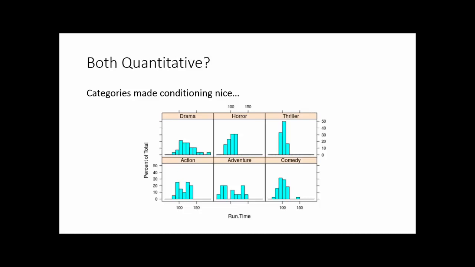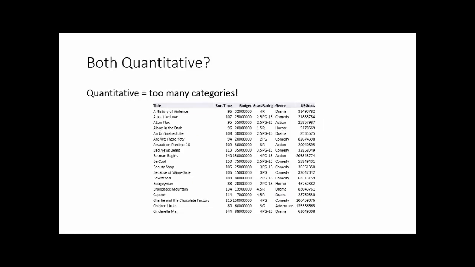There were only 6 of them, and so we could make an easy comparison between the different genres. But when we switch to 2 quantitative variables, we see that we're going to have a problem. So let's examine the runtime and the budget of each of those 120 movies. And we're just looking at a little bit of the data table here.